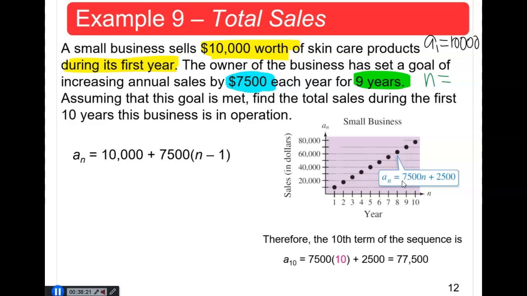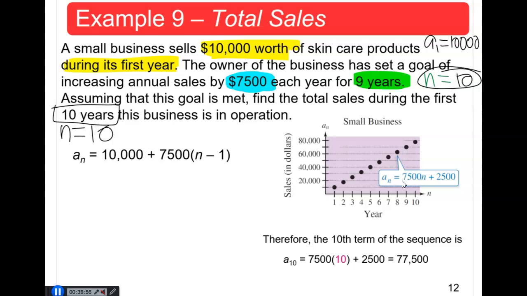So if we consider 9 years after 1, it's going to be n is equal to 10. And you could also see that on the question, but I guess I was just getting ahead. So assuming that this goal is met, find the total sales during the first 10 years. So again, that confirms that n is equal to 10. This business is in operation, so the first 10 years. Assuming that the goal was met and that the sales increase by 7,500 every year.